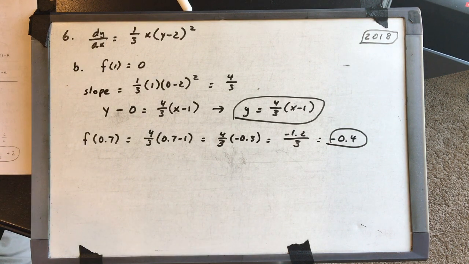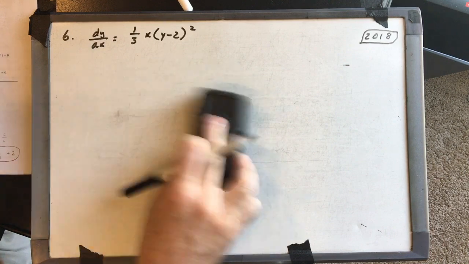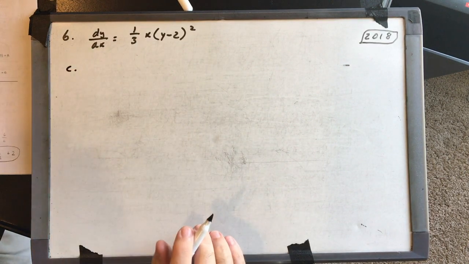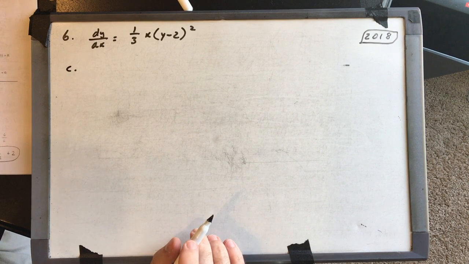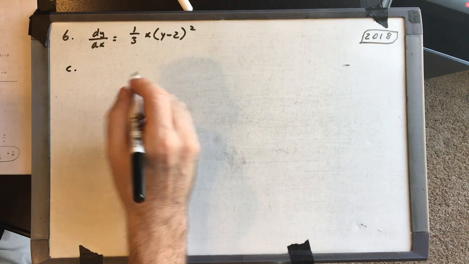Okay, I might need a little bit more room for part C, so pause if you need to. And part C is the classic find the particular solution. So differential equation. I believe this is fair game on the 2020 test. So got to be ready to do this one.